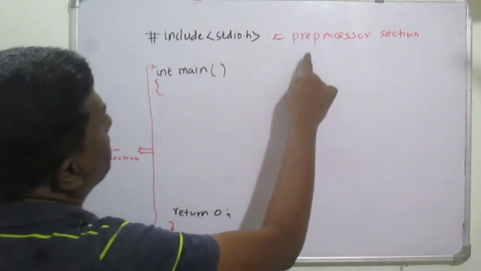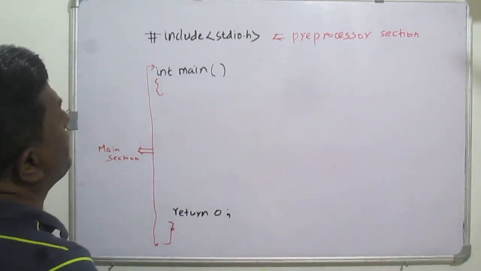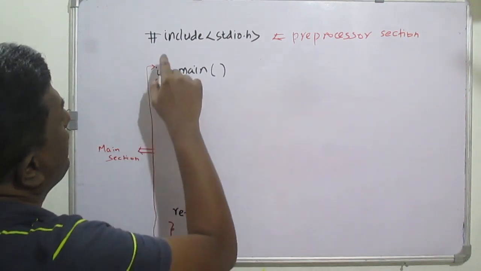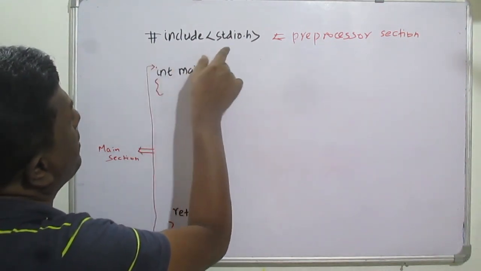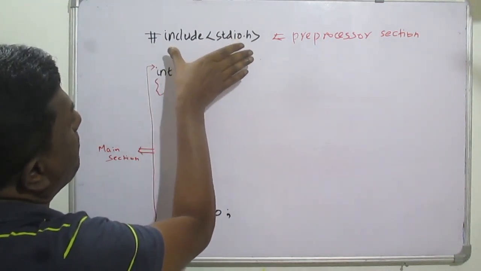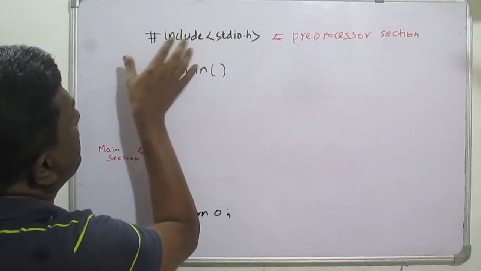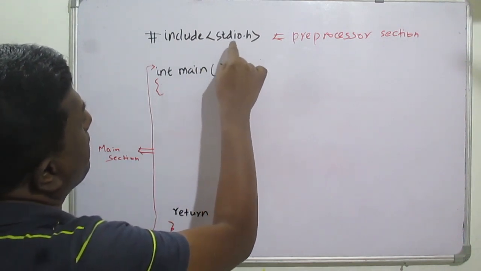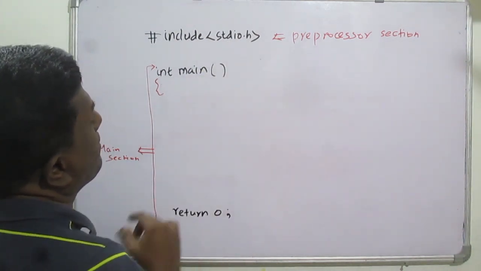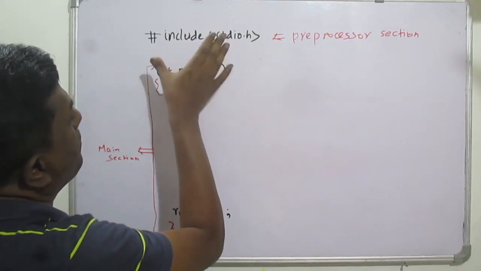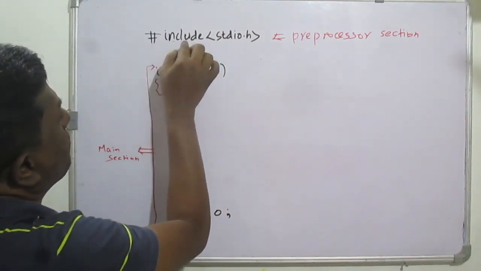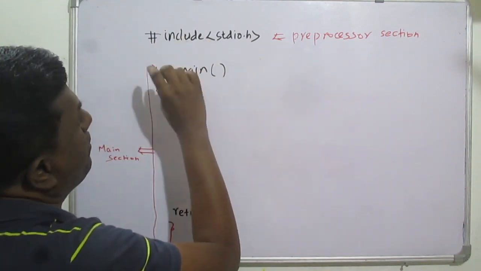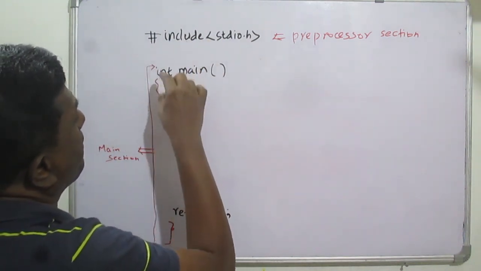The preprocessor section, the hash, is nothing but the preprocessor directive. In this only we are including the header file. What is the header file? It is the standard input output header file, which is included in the preprocessor directive. Preprocessor directive means direction given for the preprocessor. That is the meaning.